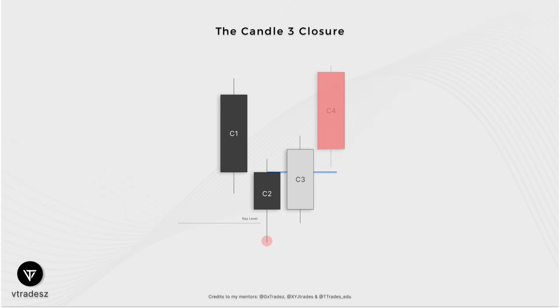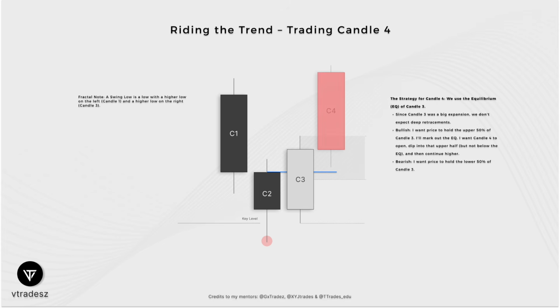So you missed the reversal on candle 2, and you missed the initial expansion on candle 3. Can you still trade? Yes. Enter candle 4. By the time candle 4 opens, if candle 3 was a strong expansion candle, we have officially formed a swing high or swing low. Fractal note. A swing low is a low with a higher low on the left and a higher low on the right. Once this swing low is confirmed by the close of candle 3, we have a very high probability that the trend will continue for at least one more day.